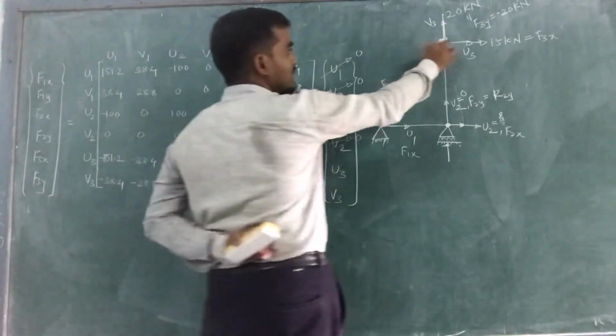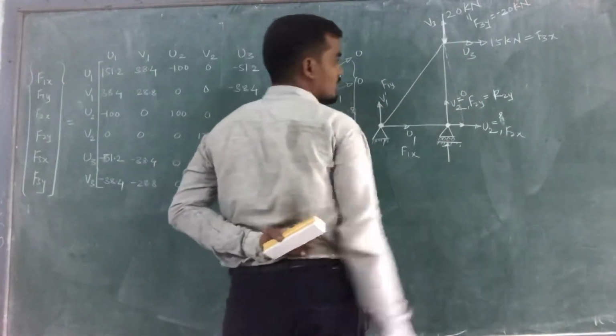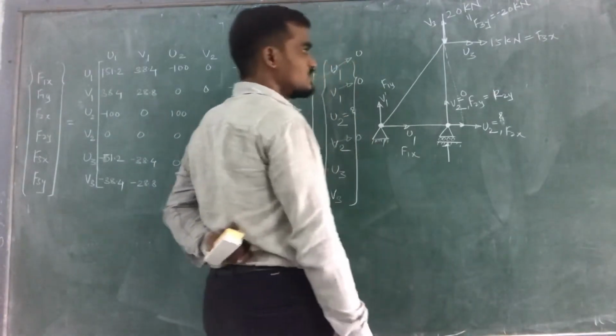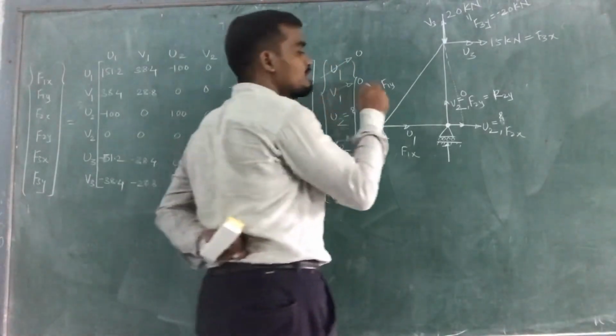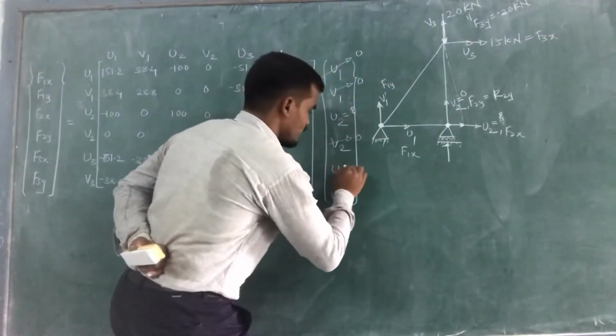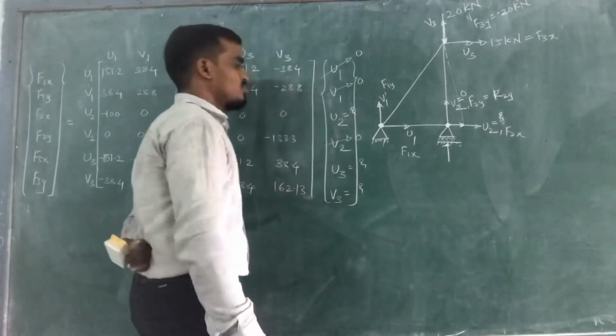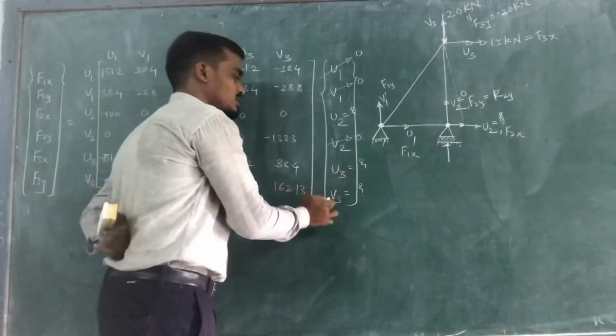Similarly, for U3 and V3, there is no support at this node 3. This is a free node, so there will be some displacements in the horizontal as well as the vertical direction. So U3 is also unknown and V3 is also unknown. So we need to find out U2, U3 and V3.